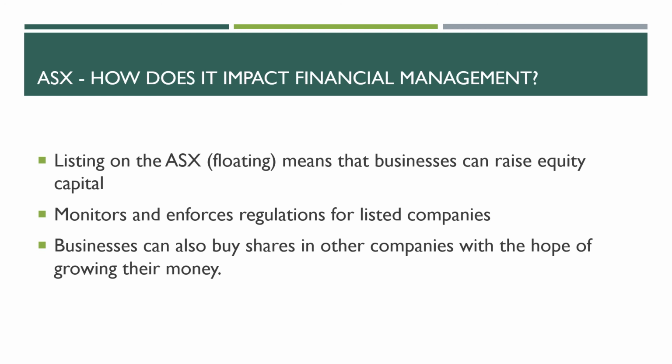Well, firstly, if you want to actually list your company on the Australian Stock Exchange or float your shares on there, it means that you can raise some sort of equity capital. So you would not be able to sell your shares publicly without the Australian Stock Exchange. It also monitors and enforces regulations for listed companies, and it does that together with another organization known as ASIC, which we're going to learn in the next video. So you have to make sure that you're following the rules, and the Australian Stock Exchange will look over that, monitor all the different companies, and enforce regulations if rules have been broken.